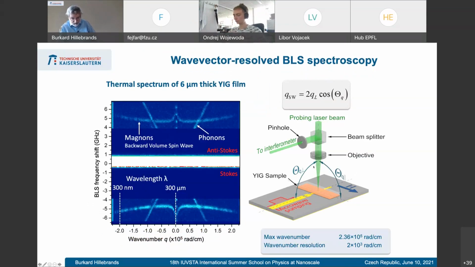Wave number translates into the angle of light incidence here on the sample. And we get here very nicely the backward volume mode. Here there is a 6 micrometer thick film. We also get signals from the phonons, and we see it at positive frequencies, so the Stokes signal, and we see it for negative frequencies, so the anti-Stokes. So that works very well.